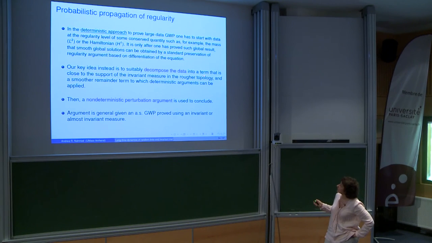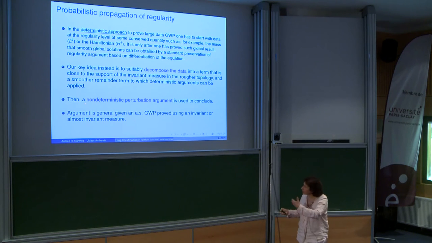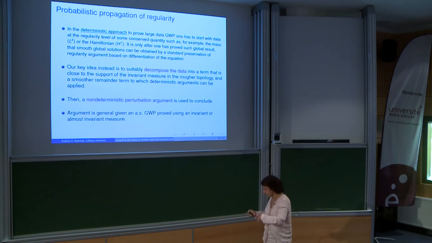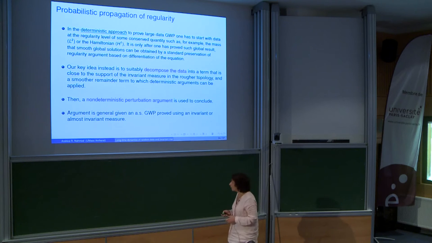In the rougher topology, that is where we are. So for example, in 2D, we want to do it for s bigger than zero. So the rougher topology will be H minus epsilon, and then a smoother remainder. And the question is how to do this so that things work. And then we want to do sort of a perturbation argument.